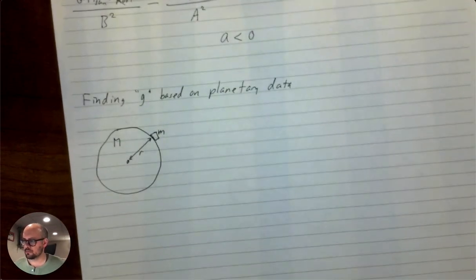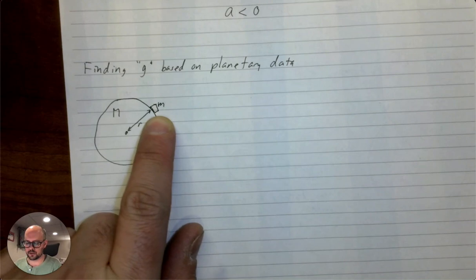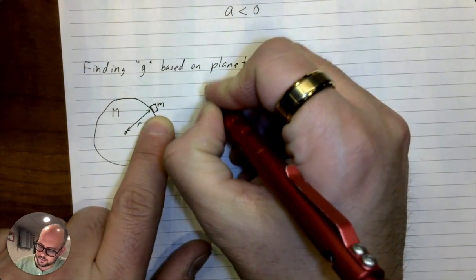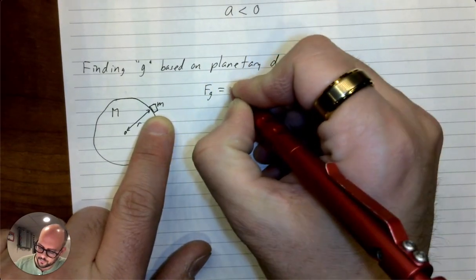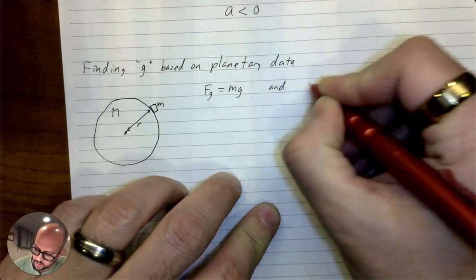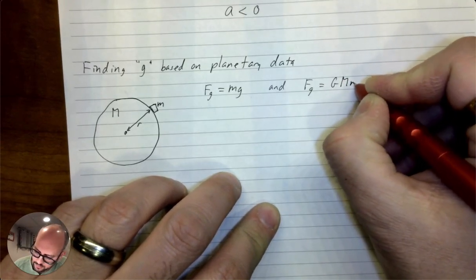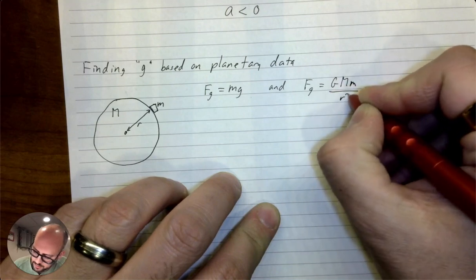Last topic here is that we actually know the value of little g on every planet in the solar system without ever having to visit it. And so we can infer some things about what happens on a planet based on what we know about the way gravity behaves. So let's go back to this object on the Earth. We know that this object on the Earth would have a weight that's equal to mg. We also know that anywhere in the universe, the force of gravity on something is given by this equation.